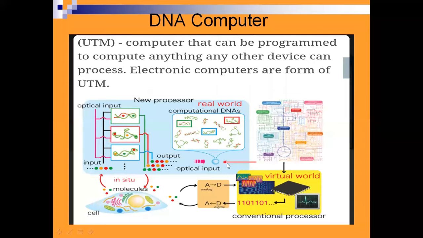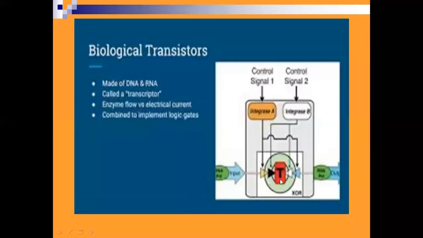So inside the processor, who is there? Who is doing all the work? Here in a DNA computer, DNA is doing it. DNA is going to do that. So here you can see the biological transistor. This is an example of a biological transistor, that is made up of DNA and RNA. Here inside, this is a transistor, and a circuit is there. Input, output is there. Control signal 1, control signal 2.